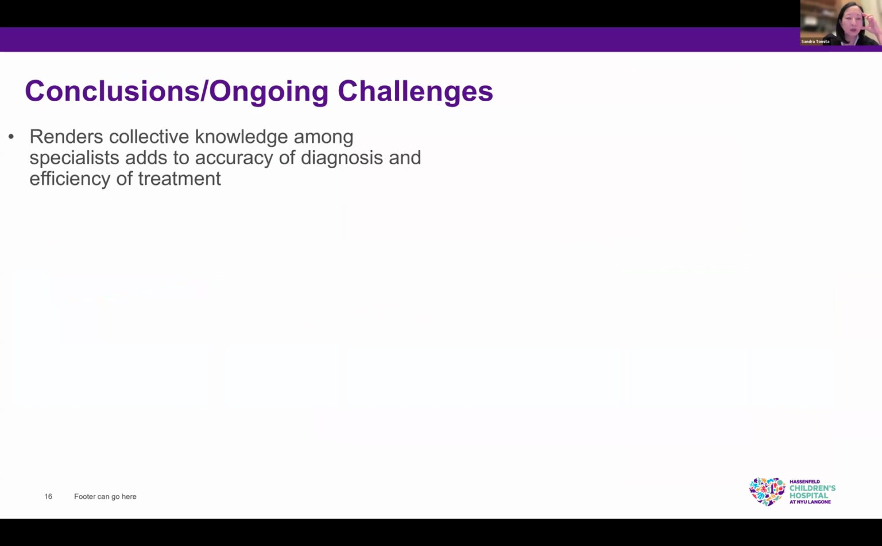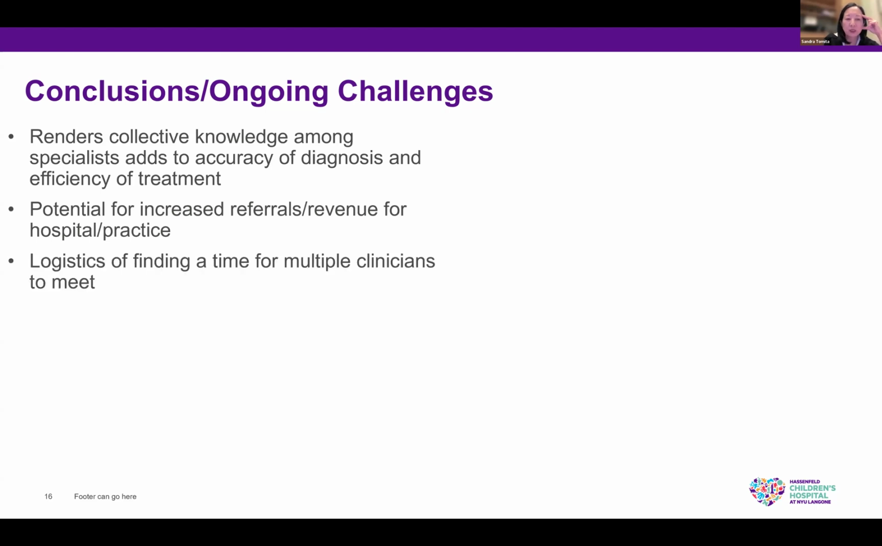In conclusion, I like to say that the multidisciplinary approach to vascular anomalies really renders collective knowledge among multiple specialists. There's a potential for increased referrals and revenue for your hospital and practice. Some of the challenges include the logistics of finding a time for multiple clinicians to meet, as well as the management of adult patients and children who transition to adulthood.